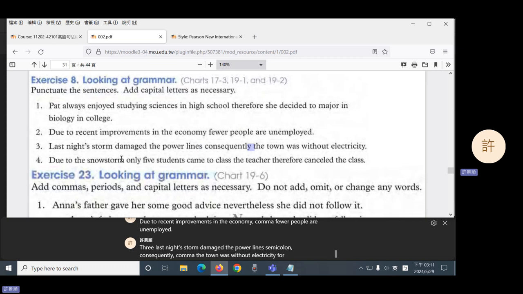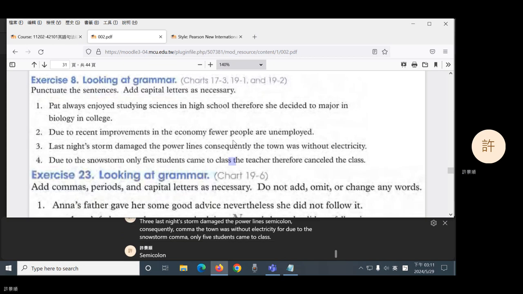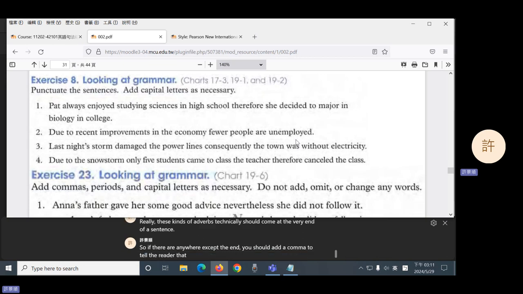Four, due to the snowstorm, comma, only five students came to class, semicolon, the teacher therefore canceled the class. I'm going to say add a comma before and after therefore. So the teacher, comma, therefore, comma, canceled the class. Really, these kinds of adverbs technically should come at the very end of a sentence. So if they're anywhere except the end, you should add a comma to tell the reader that the position has been moved. Or two commas if it's in the middle. Questions about these four?